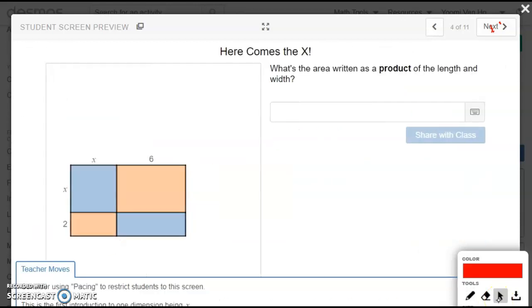Alright, so what's the area written as a product of the length and width here? Well, what's the length? Length is always this length. In this case, it is x plus 6. And what is the width? In this case, it's x plus 2.